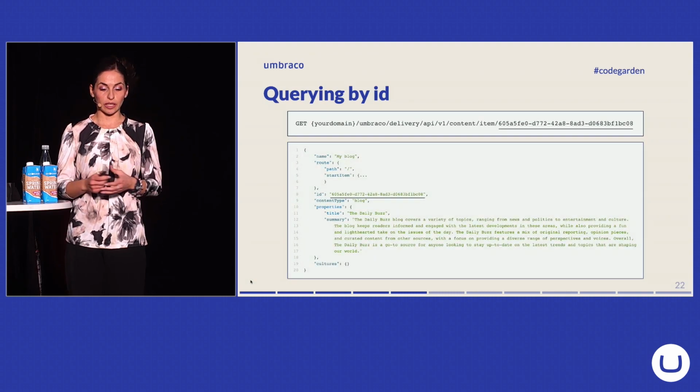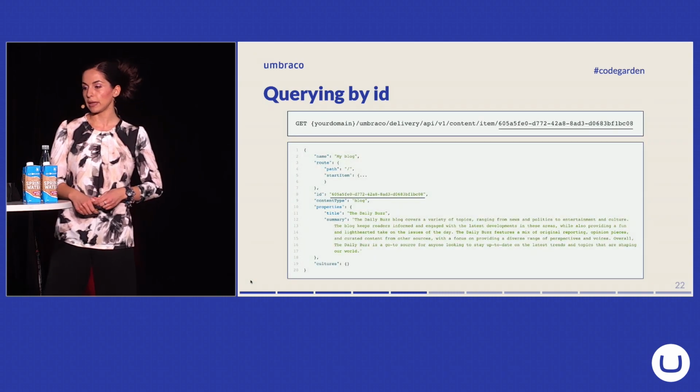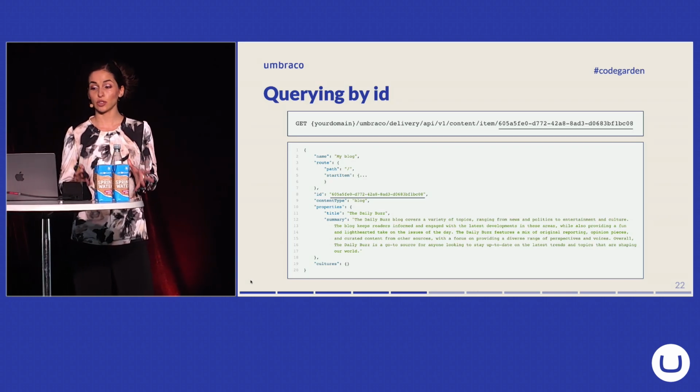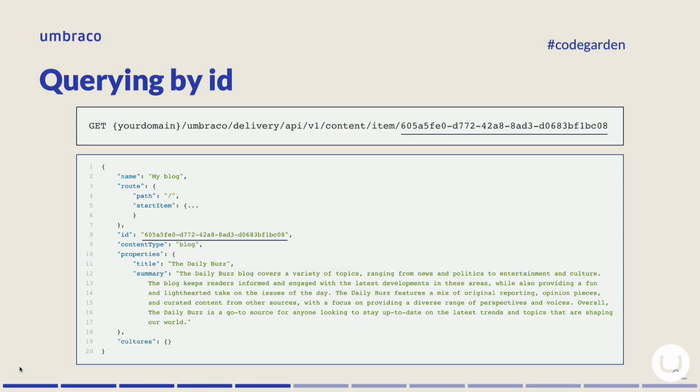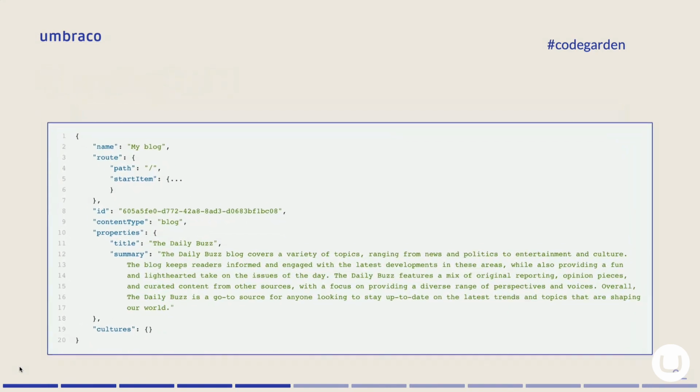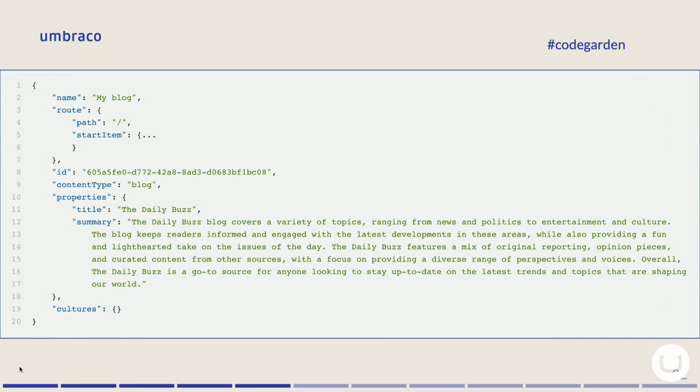If we execute our GET request, this is the response we get back. As you can see, it includes the same ID indicating that this is indeed the item we were looking for. Let's take a closer look at the response. What you're looking at is the JSON rendered by the delivery API for this particular page.